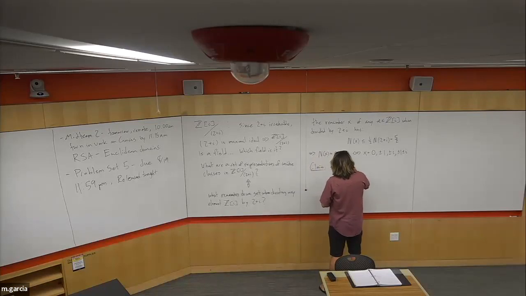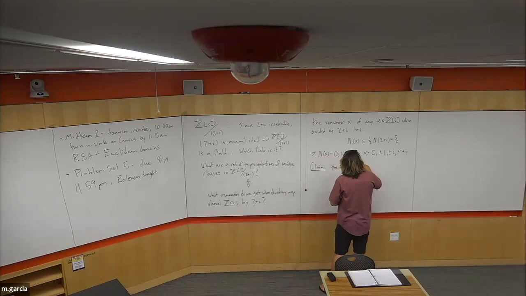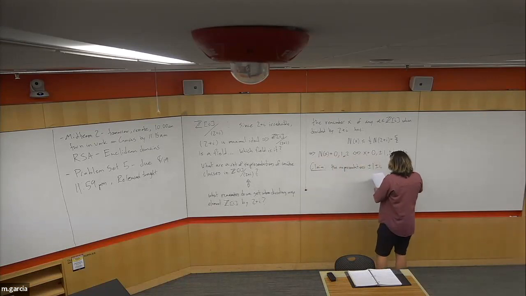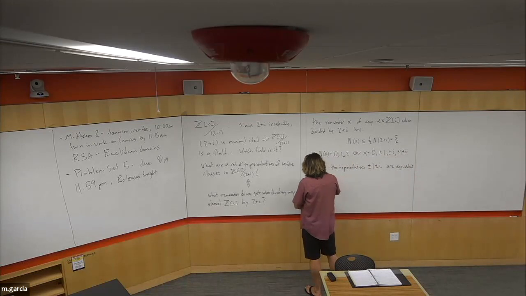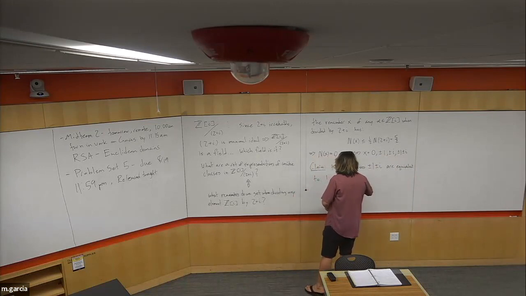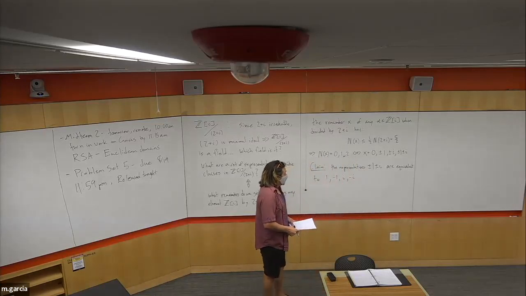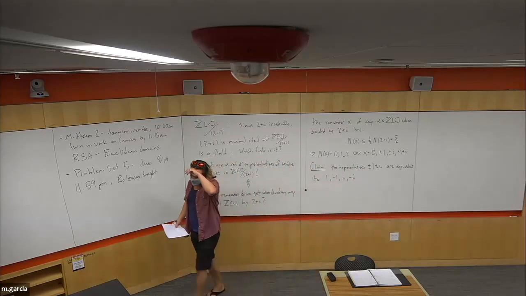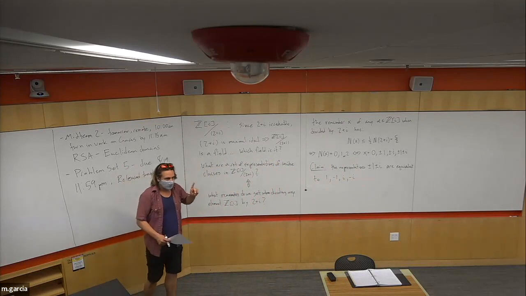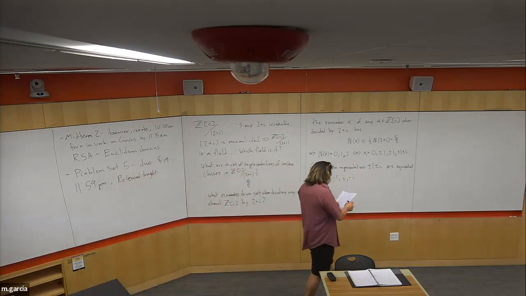The representatives plus or minus one, plus or minus i, are equivalent to, and I'll write this out in full, 1, -1, i, and -i. Okay, so I'm claiming that we actually only end up with 5 distinct representatives. Let's see why that is.